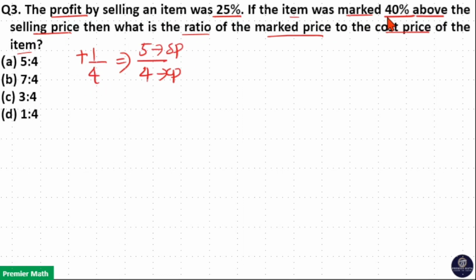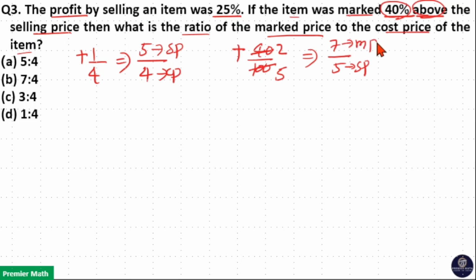Now the item was marked 40% above, which means plus. 40% means 40 by 100. 20 goes 2 times in 40, 20 goes 5 times in 100. Plus 2 by 5 means if 5 parts is the selling price, because the item is marked above the selling price, then 5 plus 2, 7 parts is the marked price. Now you can see selling price is 5 here, and here also selling price is 5. So if you take the ratio, marked price is to cost price is 7 is to 4. So option B is your answer.